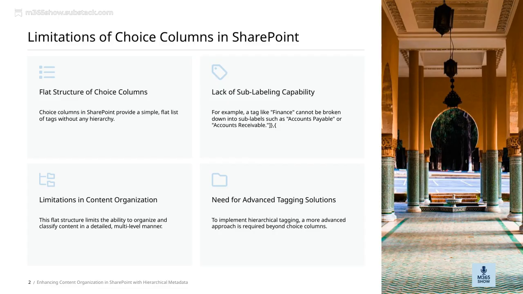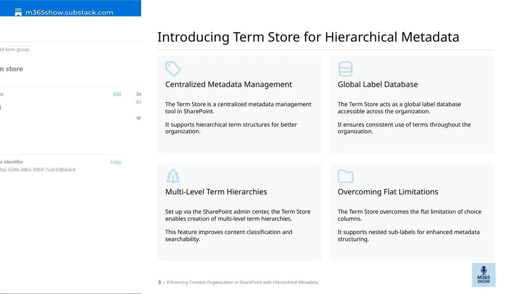Essentially, choice columns only allow for a single level of tags, which limits your ability to implement more advanced, hierarchical metadata. To improve content organization and make it more scalable, you'll need to look into more sophisticated tagging solutions that support sublabeling and hierarchy. Let's take a closer look at how the term store enhances content organization in SharePoint.